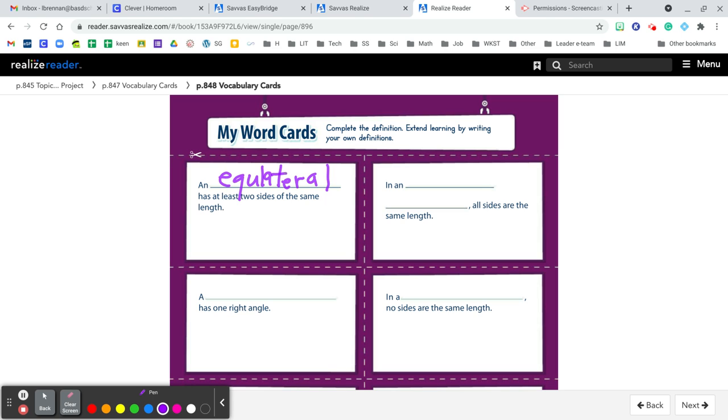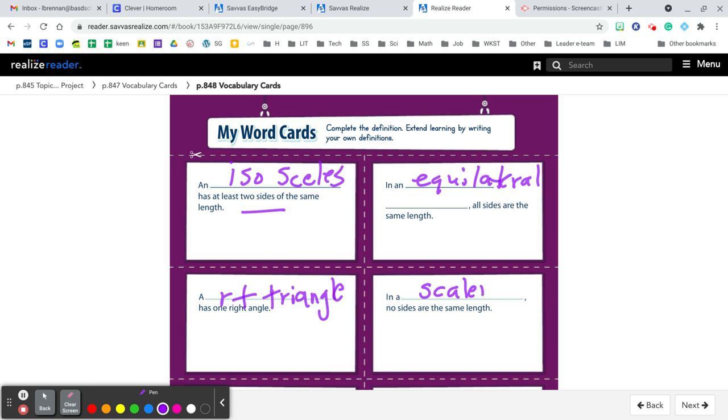A blank triangle, all sides are the same. Oops, I got those mixed up there. Hang on. So this is an isosceles triangle. I'm going ahead of myself. I'm too worried about the spelling here. Isosceles. There we go. 2 sides the same. An equilateral has all sides the same. A right triangle has 1 right angle. And a scalene triangle has no sides the same.